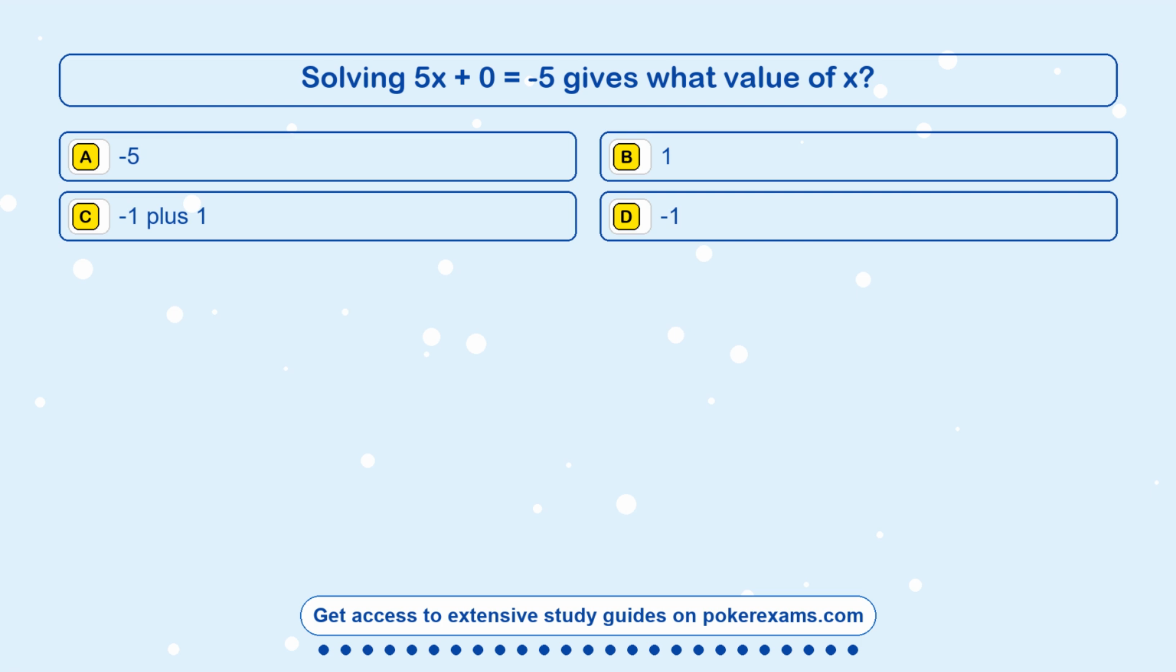Question 9. Solving 5x plus 0 equals minus 5 gives what value of x? Option A, minus 5. Option B 1. Option C, minus 1 plus 1. Option D, minus 1.